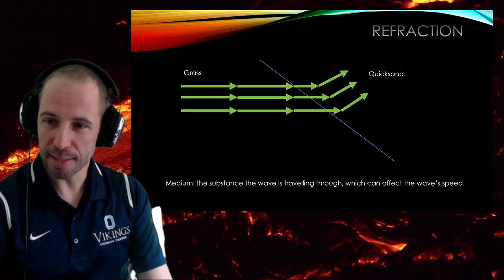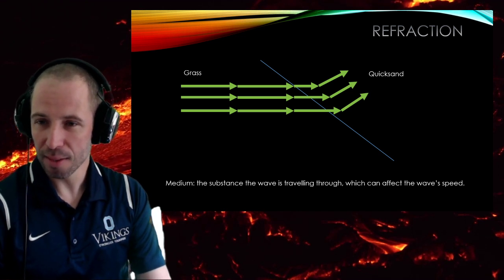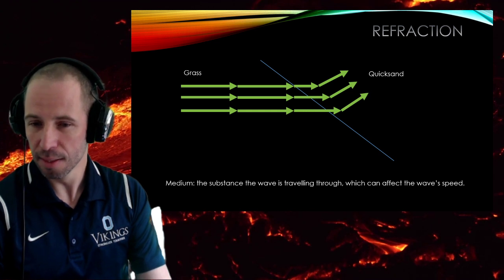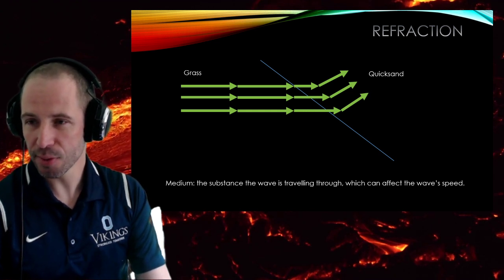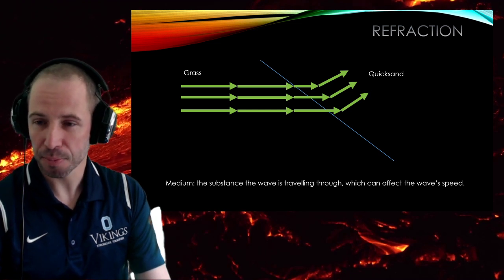And what it does is it staggers and offsets the wavefront, the direction the wave is traveling as well. And so when waves get to materials that change the speed, different medium, then they also cause a direction change of the wave. And this is called refraction.